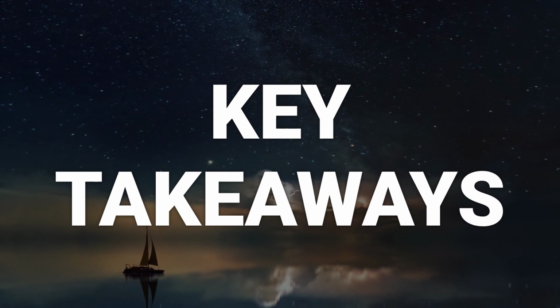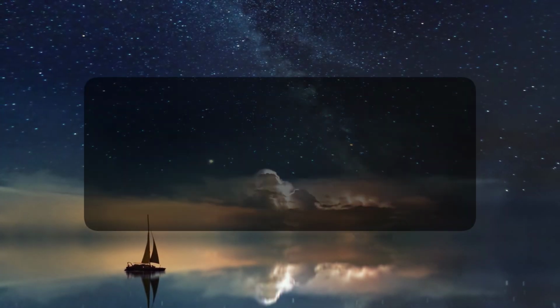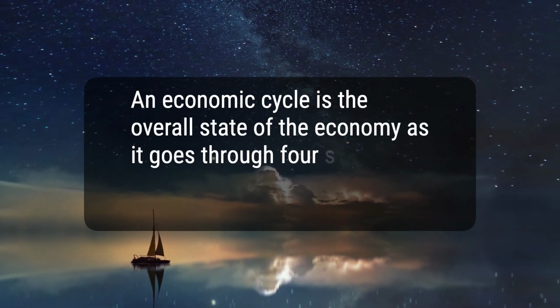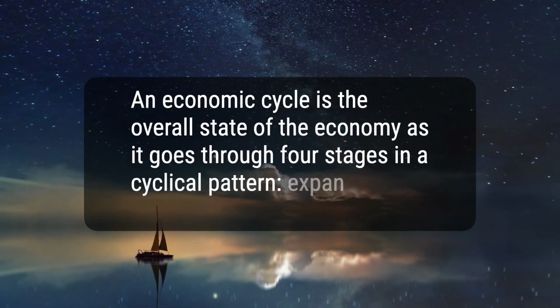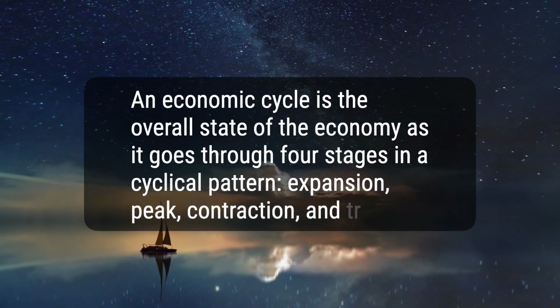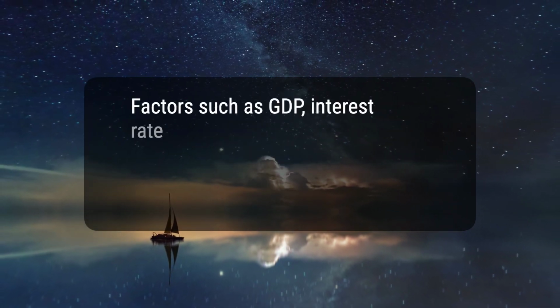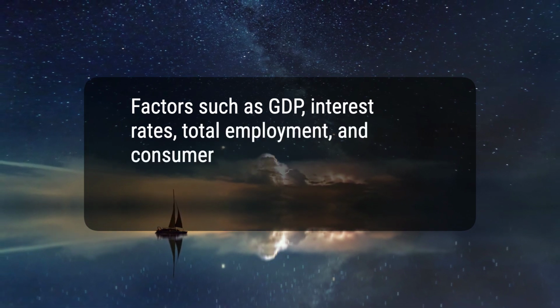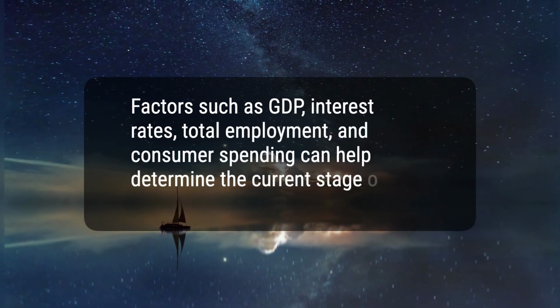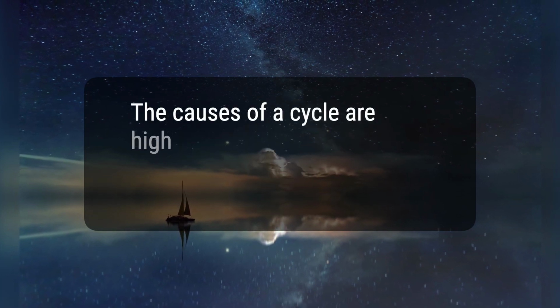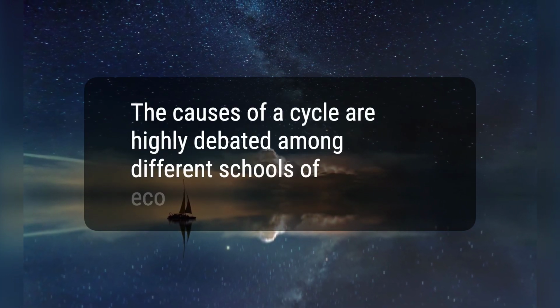Here are 3 key takeaways. 1. An economic cycle is the overall state of the economy as it goes through 4 stages in a cyclical pattern: expansion, peak, contraction, and trough. 2. Factors such as GDP, interest rates, total employment, and consumer spending can help determine the current stage of the economic cycle. 3. The causes of a cycle are highly debated among different schools of economics.